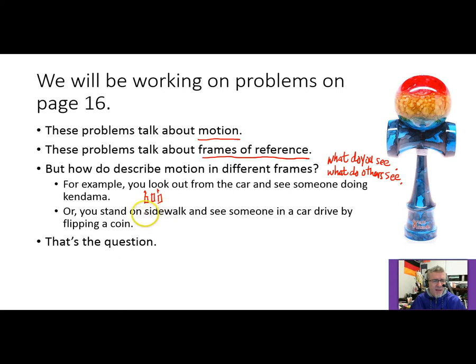That's the key. If you stand on a sidewalk and see someone in a car drive by and they're flipping a coin, well, you see kind of a person go by, so they're kind of moving relative to you. And when they flip a coin, well, how does that look? That's kind of the question that we're going to be talking about today. So we'll have another video clip or two today, and we'll answer some of those questions.